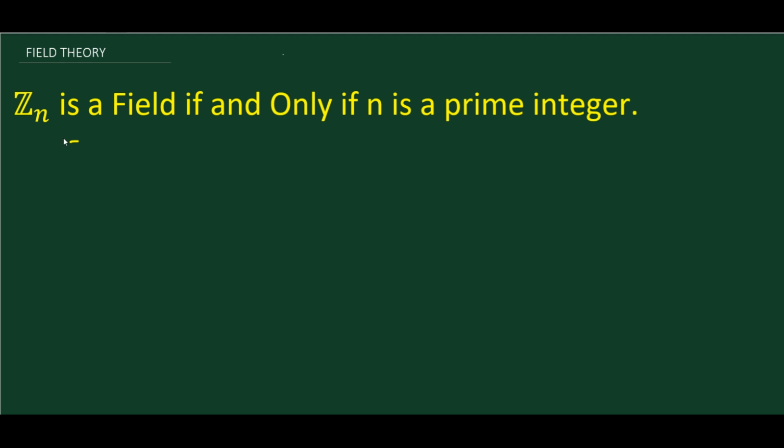So what is this result? Zn is a field if and only if n is a prime integer. To prove this result, first we will use a lemma in which we will show that every non-zero element of Zn is invertible if and only if it is co-prime to n, that is, the representative of that class is co-prime to n. So let's prove this result.